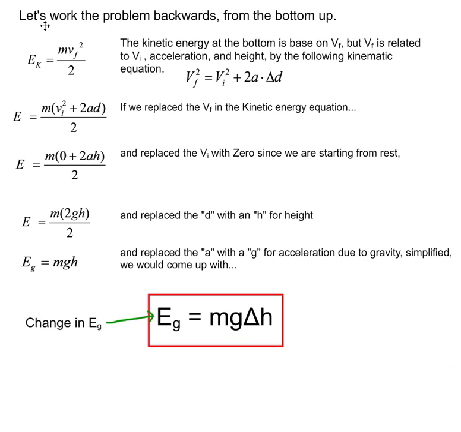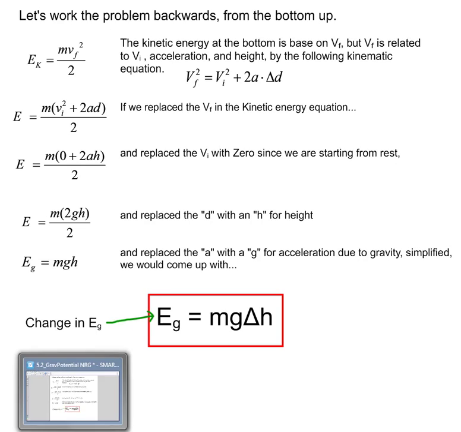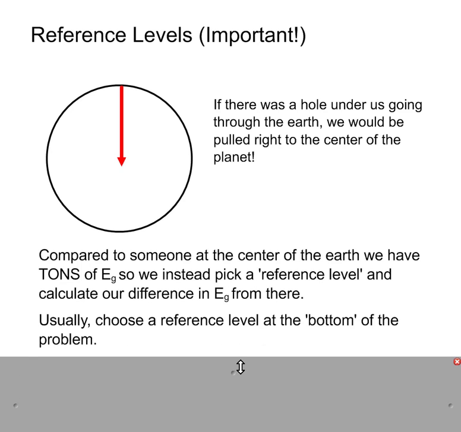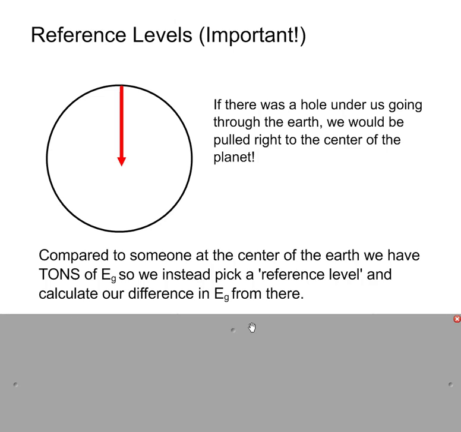So we're talking really, when we're talking about gravitational potential energy, we're talking about how much it changes over that change in height, not a total amount like kinetic energy. So that is an important idea. All right, so compared to someone at the center of the earth, we have tons of gravitational potential energy.